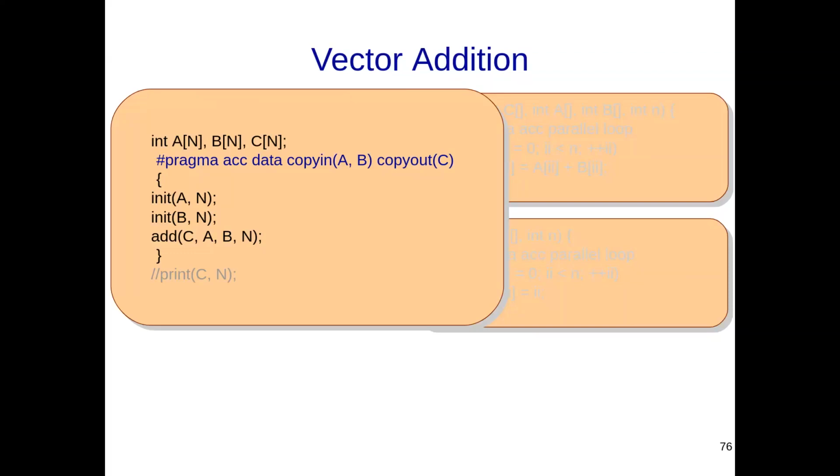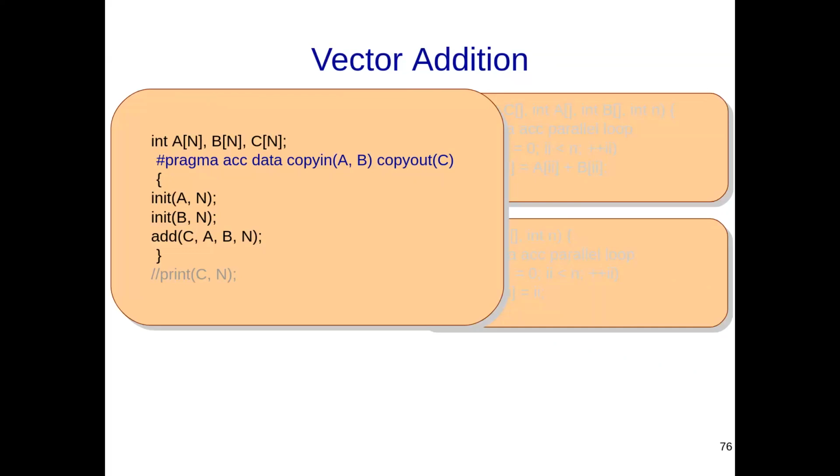Sir, one thing. In this code you are copying in A and B, but you have anyway declared C on the host first, right? So when we encounter this pragma acc data, the C inside that region, at the moment we do the add, which C will it refer to?